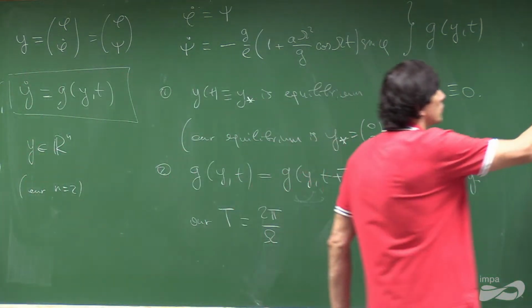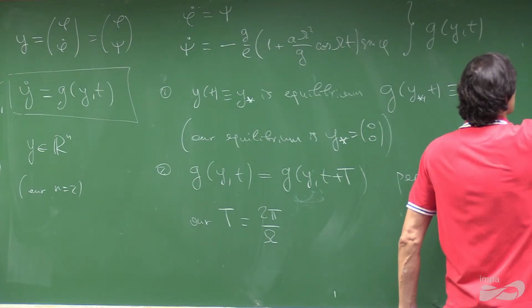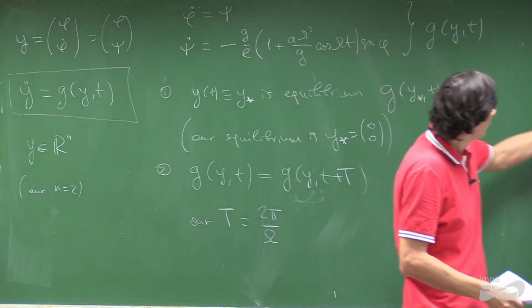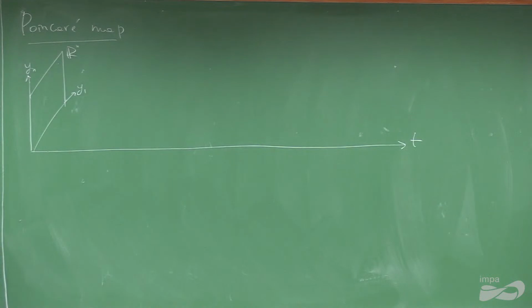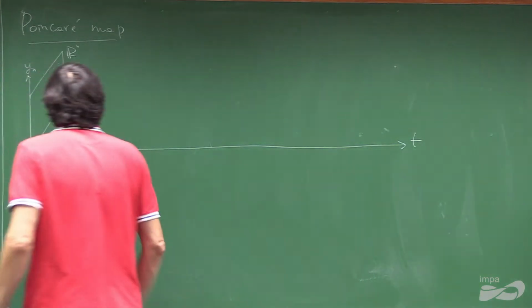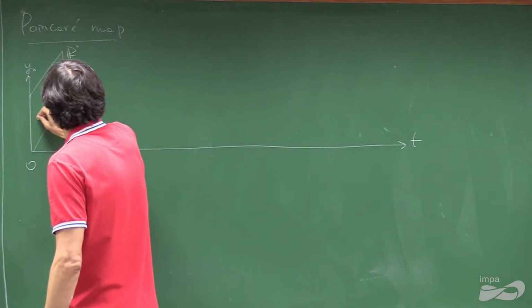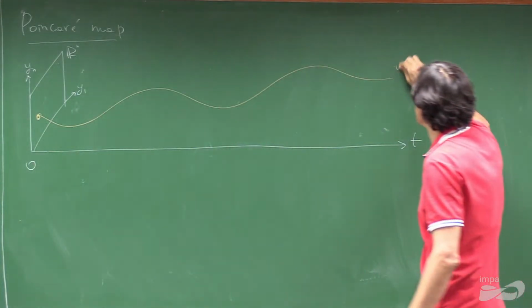So consider your solution is a graph which depends on time, and a point lies in this space R^n. In our case, it's just R^2. So our point is just two values, phi and psi, coordinate and velocity, and it depends on time. So the solution is something like this. We start from the initial point, and this is our solution. This is y of t.